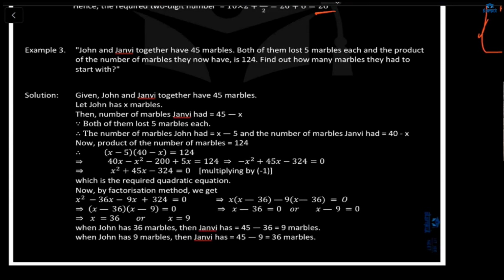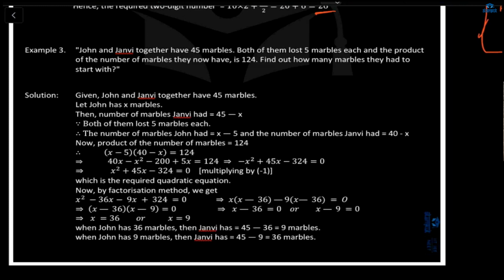Now, John and Janvi together have 45 marbles. So combined they have 45 marbles. Individually, how many marbles they have, we don't know. Both of them lost 5 marbles. Now both of them have lost 5 marbles, whatever marbles they were having.